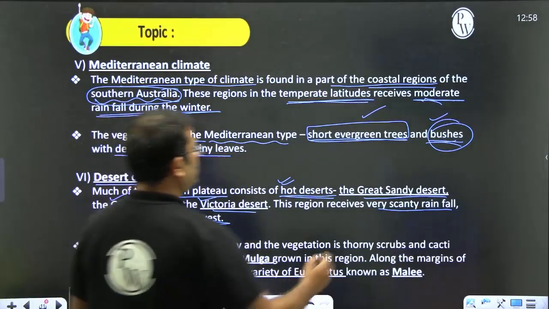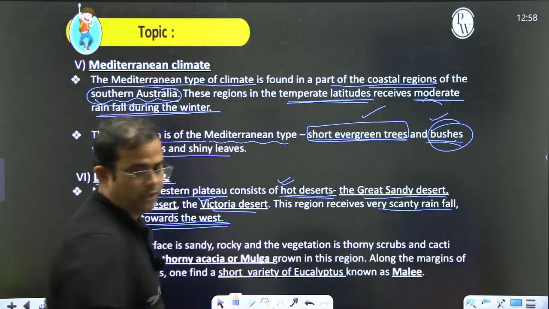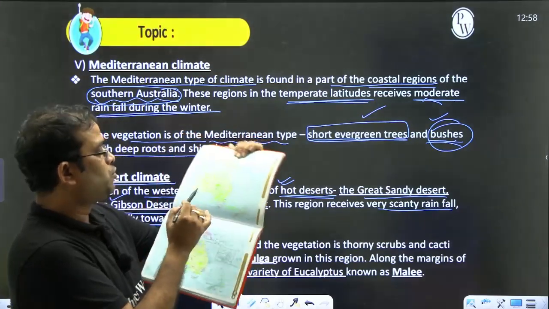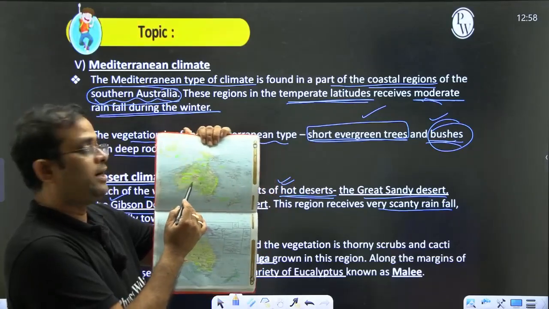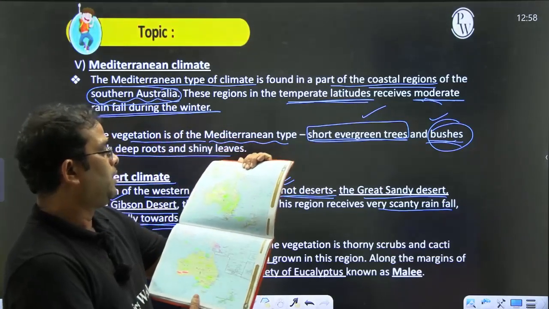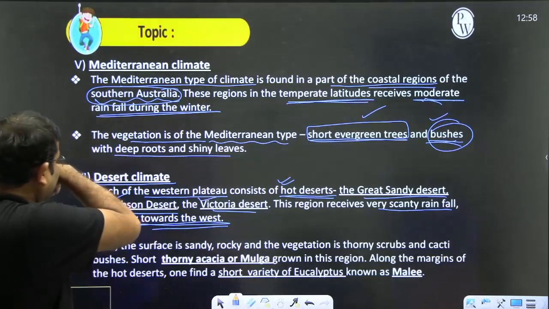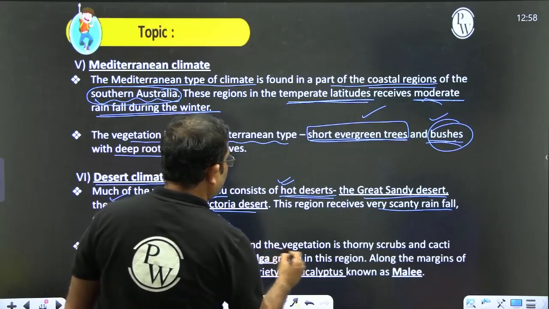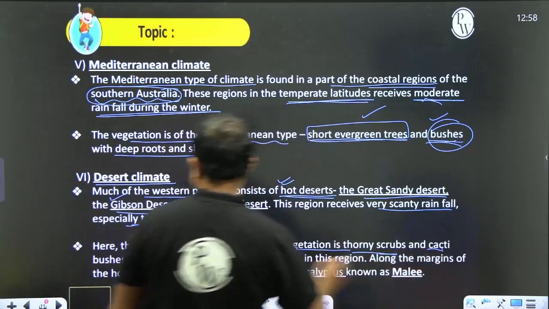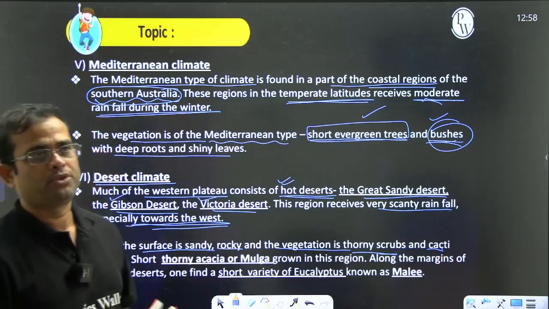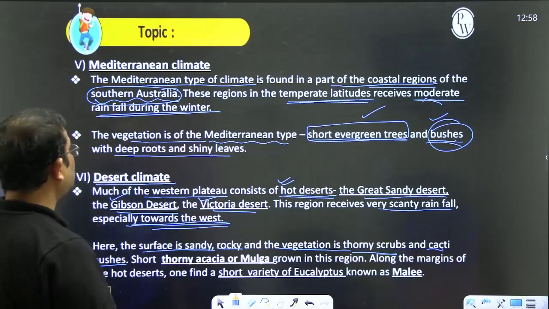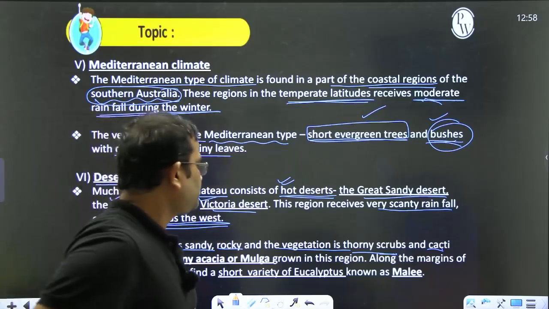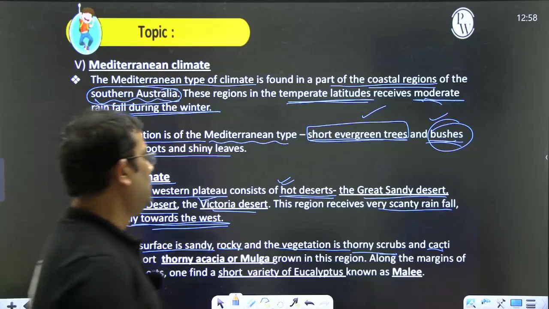This region receives very scanty rainfall, especially towards the west. We can see it here in the diagram also. There are so many deserts here: Great Sandy Desert, Gibson Desert, Simpson, Great Victoria. These all lie in the desert climate. Here the surface is sandy and rocky, and the vegetation is thorny shrubs and cacti.